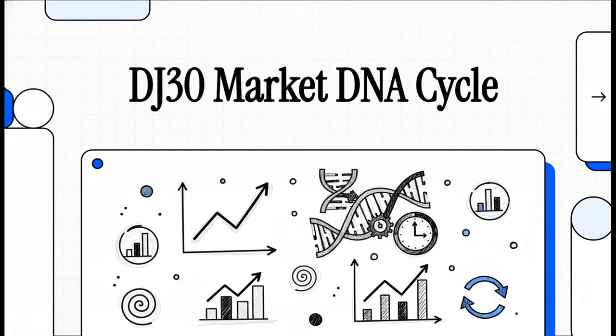All right, today we're going to document a single, complete market cycle for the Dow Jones 30. This was all recorded by a system called Market DNA. Now, our goal here is pretty simple. We're just going to observe the events as they were documented, from the initial setup all the way to the final outcome. So let's jump right in.